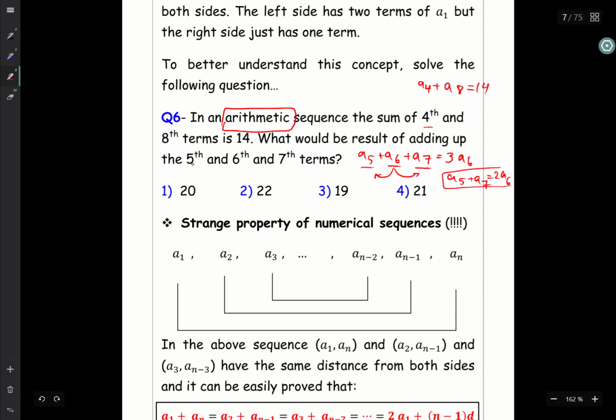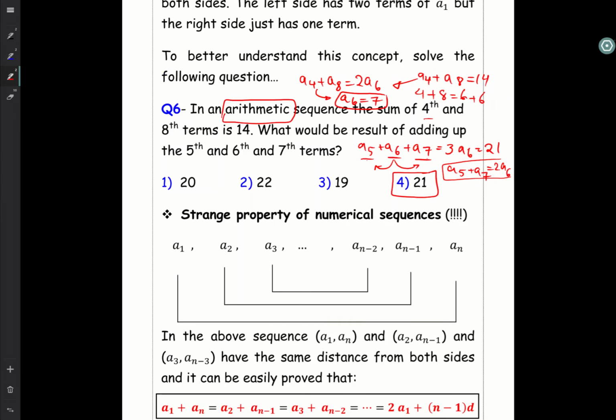Now, 4 plus 8 is 12, so 4 plus 8 is equal to 6 plus 6. And therefore a4 plus a8 should be 2a6, basically a6 plus a6. So we conclude that a6 is 7. And if we put it back here, 3 times 7 is 21. So we get 21 as the result.